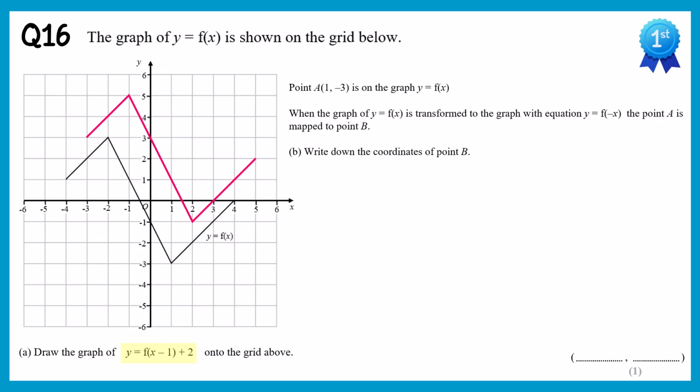In the second part of this question, we're told about the point A, which has coordinates 1, -3. So that's this point here. Then we're told the graph is transformed to the equation of y equals f of -x, and we need to write down the coordinates of B, which is where this point will map to. The graph of y equals f of -x is a reflection of our current graph in the y-axis. So any points to the right of the y-axis will move to the left of the y-axis. Our point is only 1 square away, so I'll move 1 square past the axis and go here. So the new coordinates are -1, -3, and that's the answer to the question.